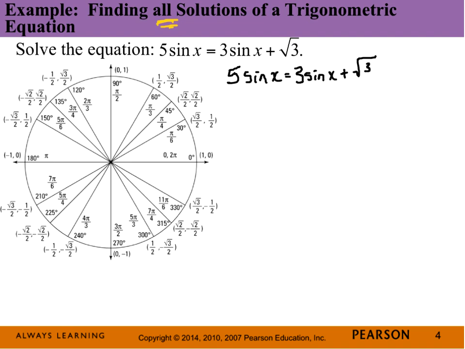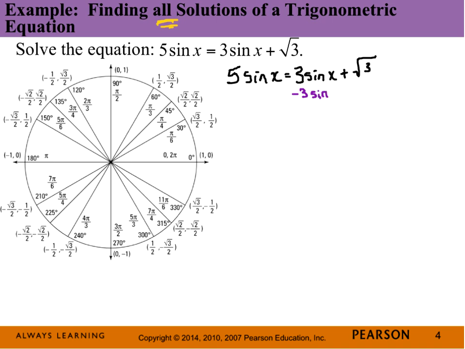Our first step, and these steps are on your note sheets, I forgot to put them on the PowerPoint here, but the first step is to isolate the function on one side of the equation. The second step is to solve for the variable. So the first thing I want to do is isolate my trig function. So I need to get the 3 times the sine of x over with that other sine of x so I can put them together.